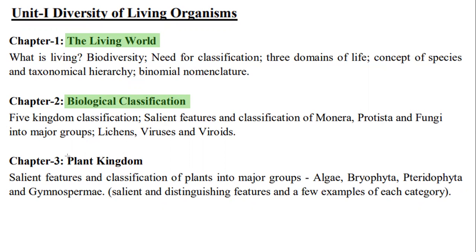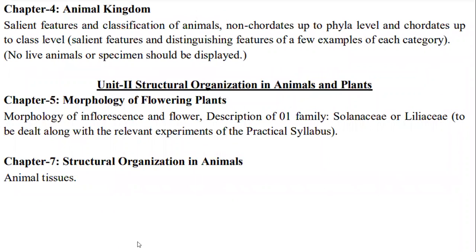And after that, chapter 3, plant kingdom: salient features and classification of plants into two major groups, algae, bryophyta, pteridophyta, and gymnosperms, with salient and distinguishing features and a few examples of each category. The life cycle has just been removed from the topic of board examination. The life cycles of different organisms have been removed. Whereas all the chapters, whether deleted or included for the board examination, are essential for your NEET preparation.